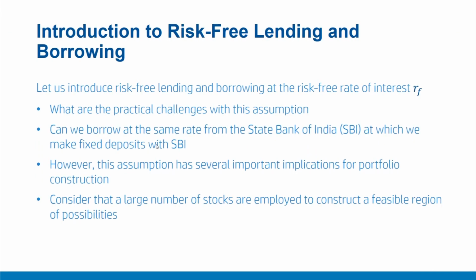Let us first start by introducing risk-free lending and borrowing at the same interest rate, that is RF. However, is it practical to assume that risk-free lending and borrowing would be available at the same rate? What are the challenges with this assumption? For example, can you borrow from a government bank like SBI, or lend or create a fixed deposit with the same bank at the same rate?